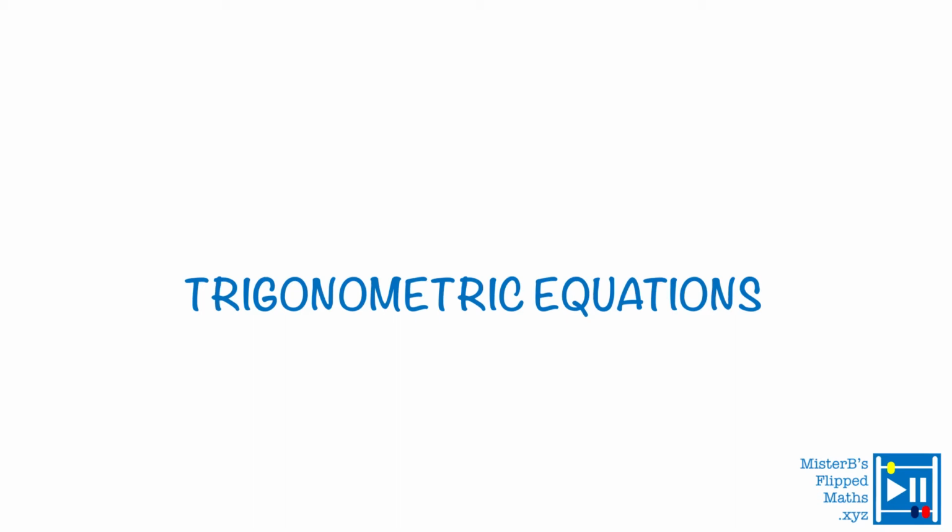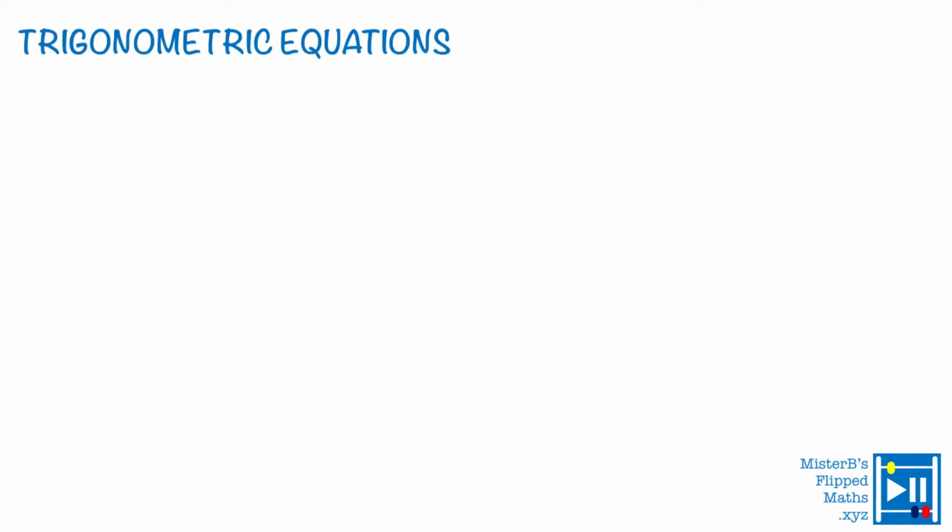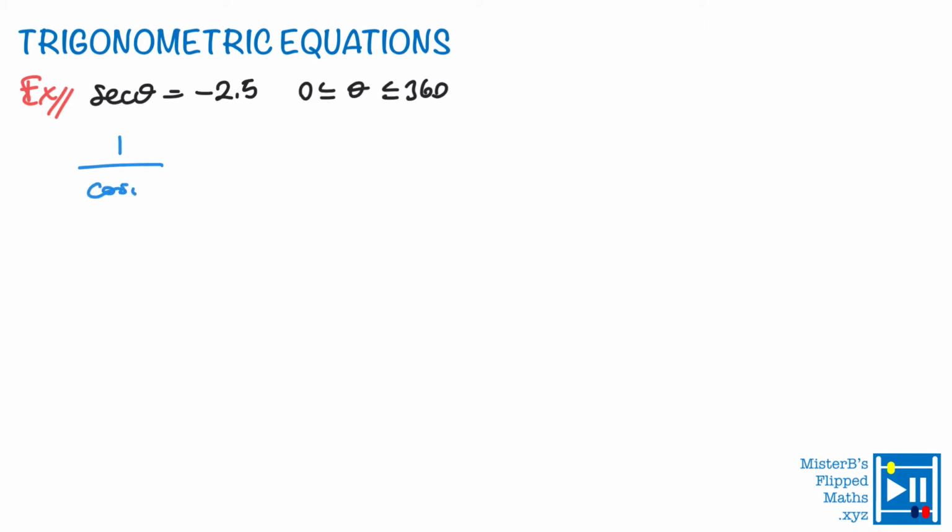Hi, in this video we are going to learn solving trigonometric equations. Let's quickly start with an example. Secant theta equals minus 2.5. Let's go with the definition of secant. It's going to be 1 over cosine theta equals minus 2.5.